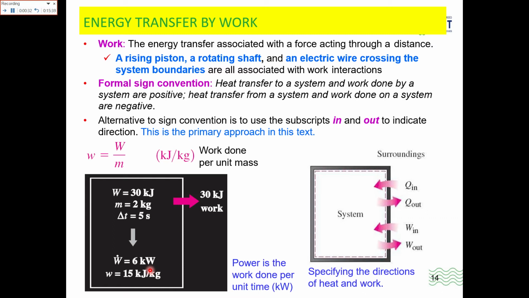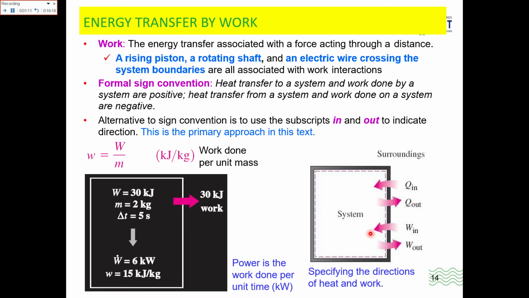Formal sign convention: heat transfer to a system and work done by a system are positive. When you give heat to a system, that heat is positive, Q in is positive, and when the heat comes out, Q out is negative. Similarly, work done by the system, W out, is positive, and work done on a system, W in, is negative. An alternative to the sign convention is to use the subscripts in and out to indicate the direction.